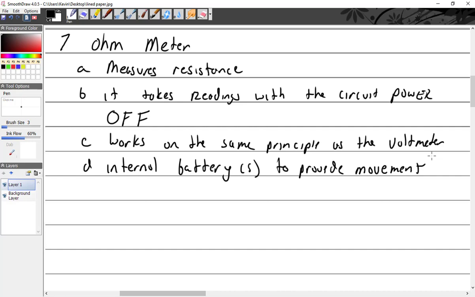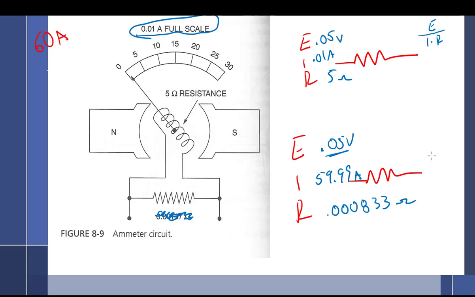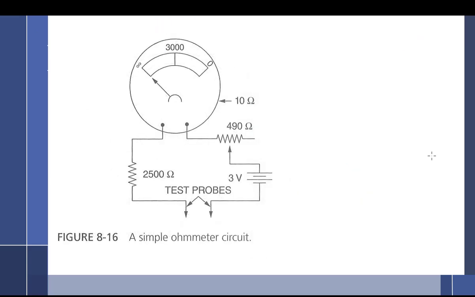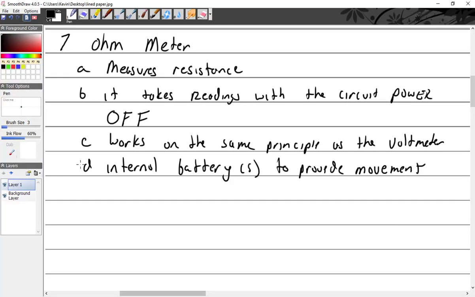And I have a picture of a simple ohm meter. And like I said, we could go through all of the exercise here, but I think we did that quite a bit yesterday, so we're just going to let that go. Unless you really want to, which I can see you don't.